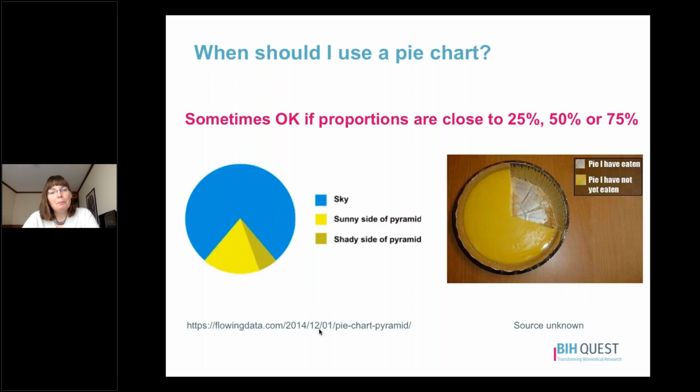So when should you use a pie chart? Our eyes are actually reasonably good at recognizing proportions that are close to 25, 50, 75%, or 100%. So pie charts can sometimes be okay if your proportions are close to those values. My students also like to mess with me, so they send me things like this. So we have identified two other situations in which it's acceptable to use a pie chart. You can use a pie chart to illustrate the sunny versus shady side of a pyramid, as is shown here, or the percentage of a pie that you have eaten.